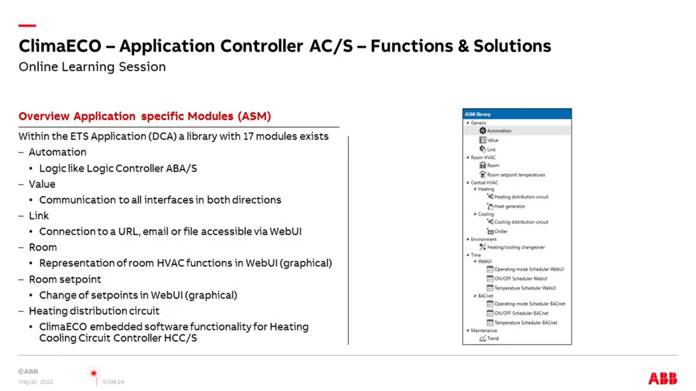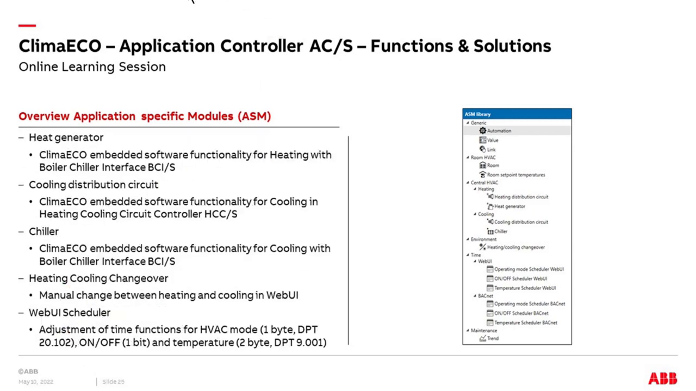Then we have four very powerful ASMs. I don't go into much details today, too many details. It's for the distribution part and the generation part, heating and cooling, in total four modules. So heating distribution circuit, heat generator is a boiler, cooling distribution circuit, and chiller. Not the same, but very similar, very powerful ASMs to create this consistent, complete solution from automation via generation to distribution in the room, thanks to the application controller. So I think I have only one or two slides later just to give you the first impression.